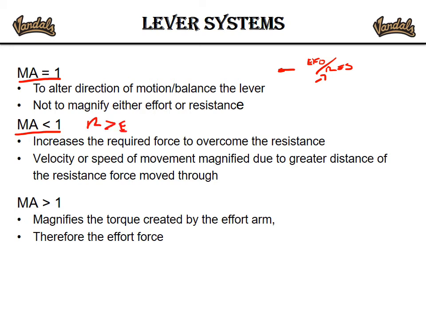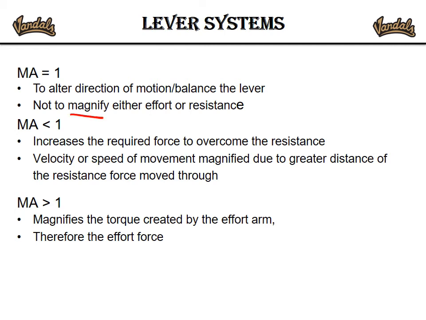Or mechanical advantage greater than 1, where the effort arm is greater than the resistive arm. Okay, so the possibilities are all represented here. So the mechanical advantage of 1 is to alter the direction and motion balance of the lever. And so this is very essential: it doesn't magnify either the effort arm or resistance arm.